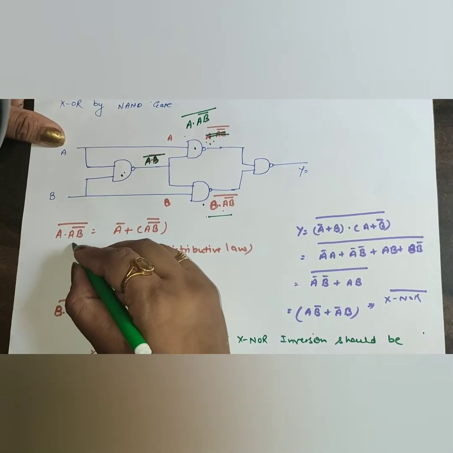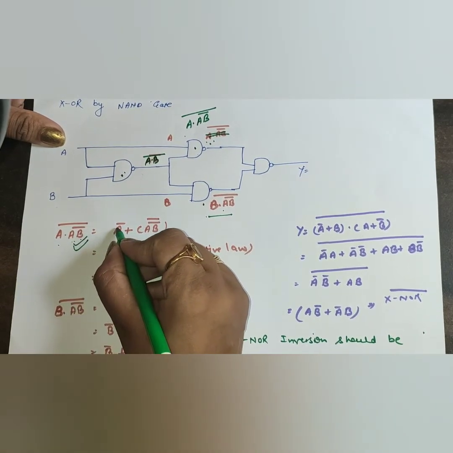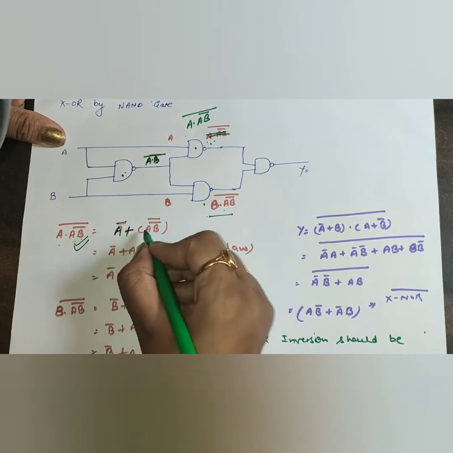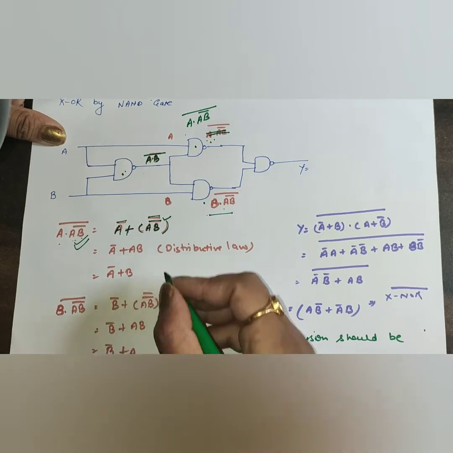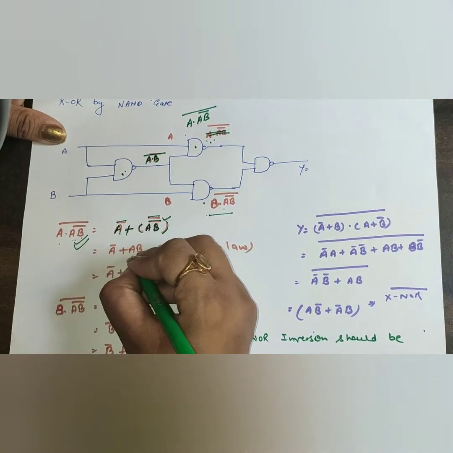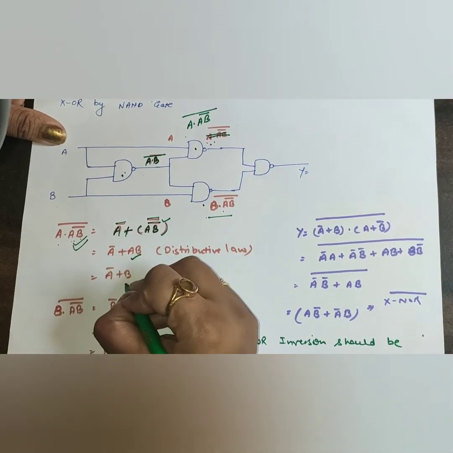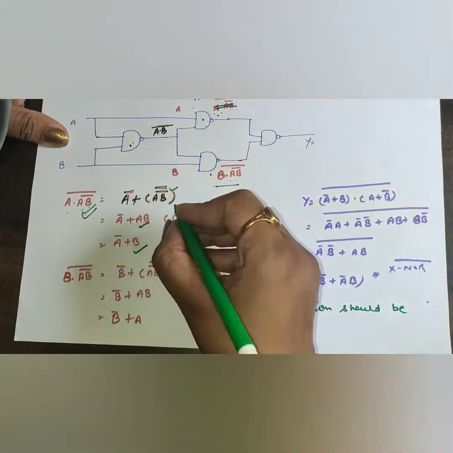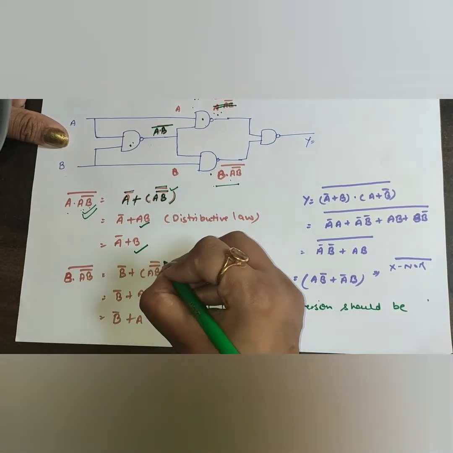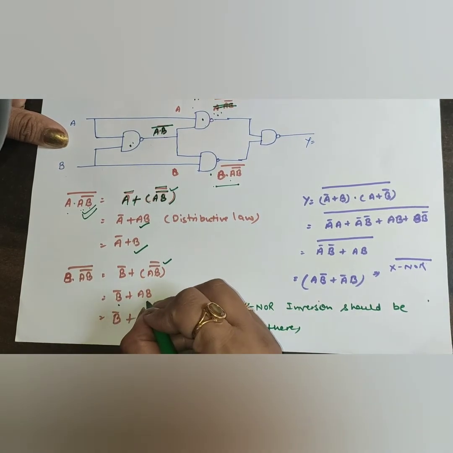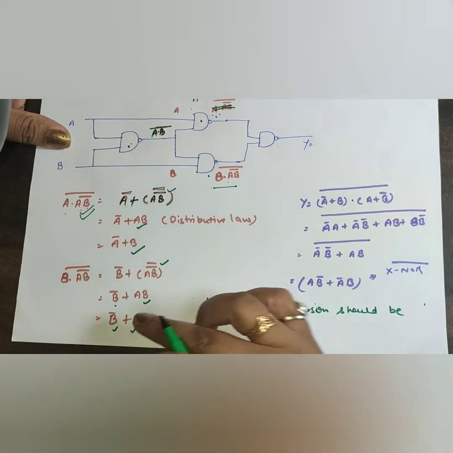You can check from this: (A dot (AB) whole bar) by De Morgan's theorem is A bar plus (AB) double bar. This will be eliminated because of the double bar. So A bar plus AB, by distributive law, A bar plus AB equals A bar plus B. Likewise, B dot (AB) whole bar will be B bar plus (AB) whole bar, so B bar plus AB by distributive law is B bar plus A. So this will be the answer.